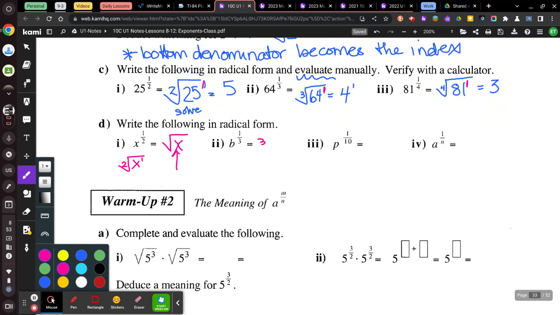The next one, we're going to get a cube root of b. There you have to show the cube root. Anything bigger than a 2, you got to show the index. This guy, craziness, we got a 10th root of letter P. And over here, this is our generic statement. We have the nth root of a exponent 1. Okay, that is our generic statement.